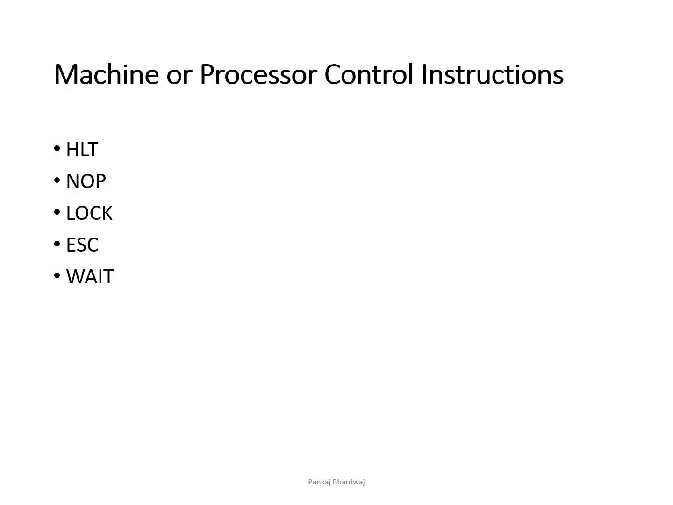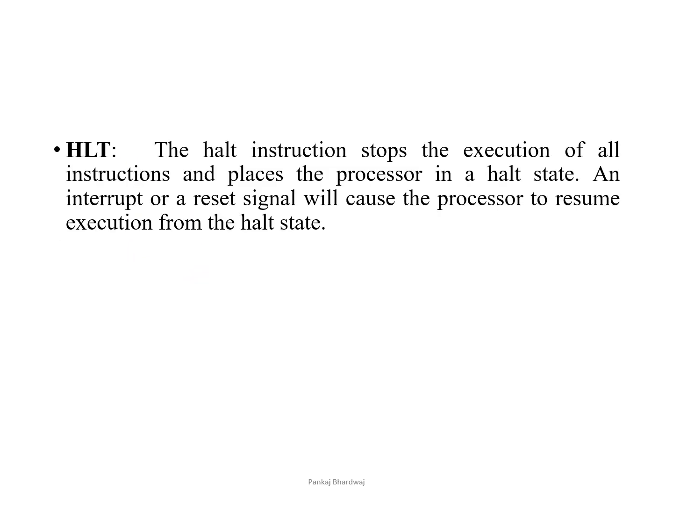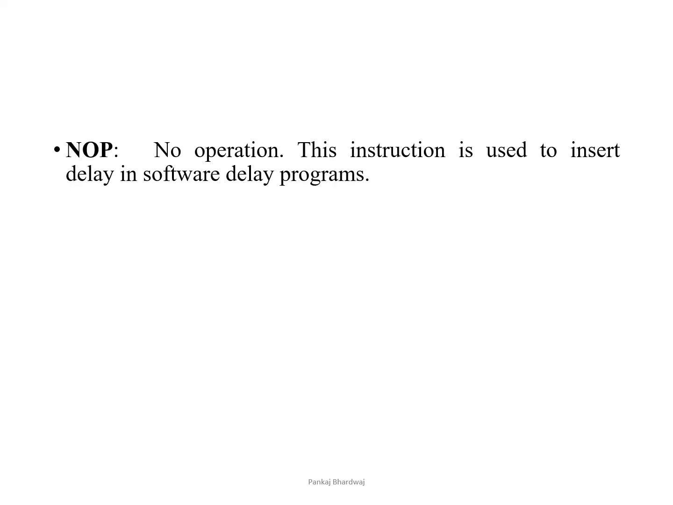Now next are the machine or processor control instructions. We have 5 machine or processor control instructions. That is HLT, which we have already studied, NOP, that means no operation, and LOCK, ESCAPE and WAIT. These 3 are different, so we'll discuss mainly these 3. HLT is the instruction that stops the execution and places the processor in halt state. Next is no operation. That means it does not do anything. It simply provides a delay.